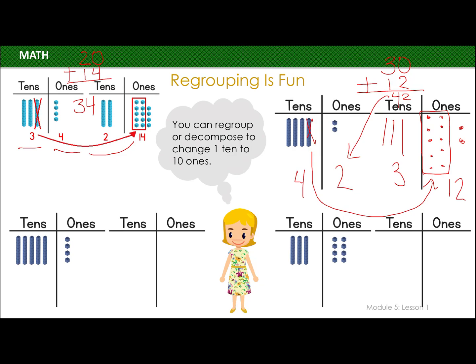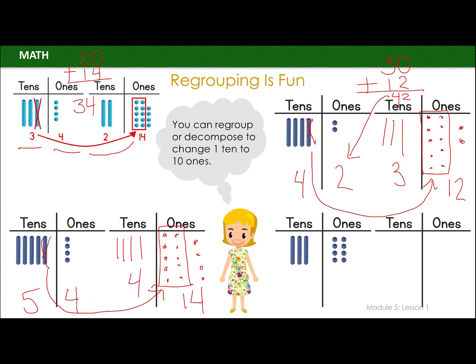The next one shows that I have 5 10 sticks and 4 ones. So that is 54, but I'm going to take away one of these 10 sticks. I'm going to regroup it into 10 ones. There's that 10 stick regrouped into 10 ones, and here are my 4 from before. So 10 plus 4 is 14. And I took away one of my 10 sticks from my 5, so I'm left with 4 10 sticks. 4 10 sticks equals 40. Plus my 14 ones, I have 54.